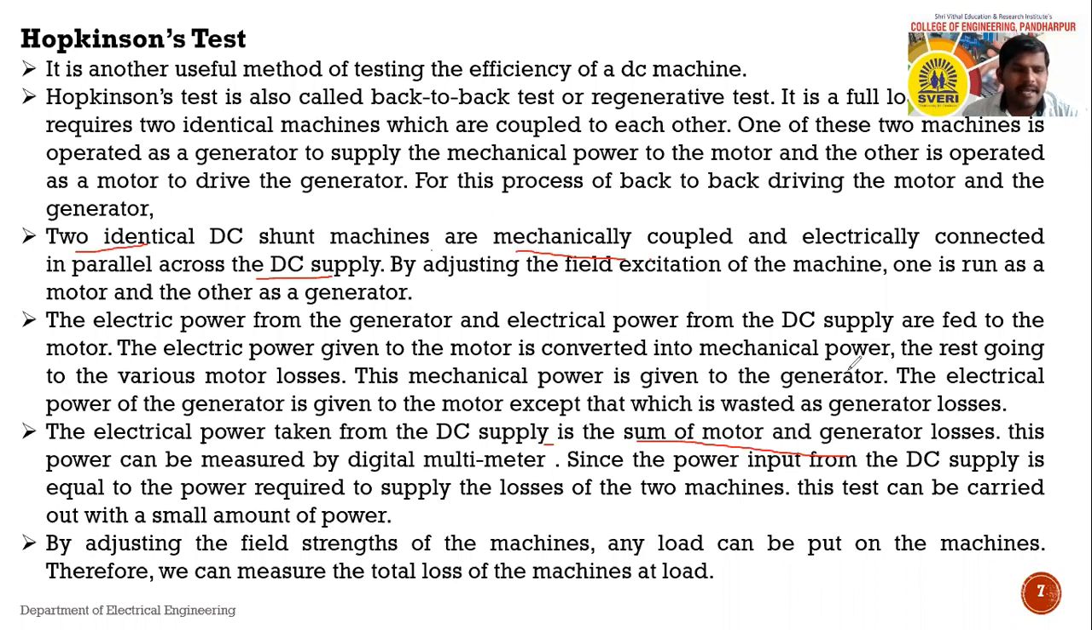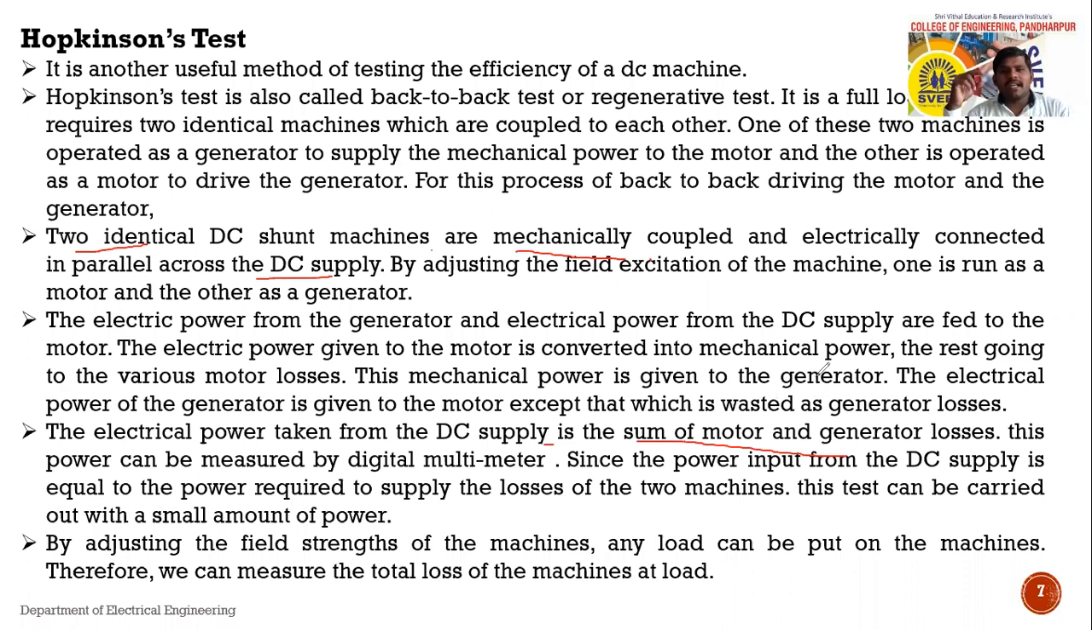And this test can be carried out for a small amount of power, and minimum power is taken from the supply. So by adjusting the field strength of the machine, any load can be put on the machine. Therefore, we can measure the total loss of the machine at load condition also.